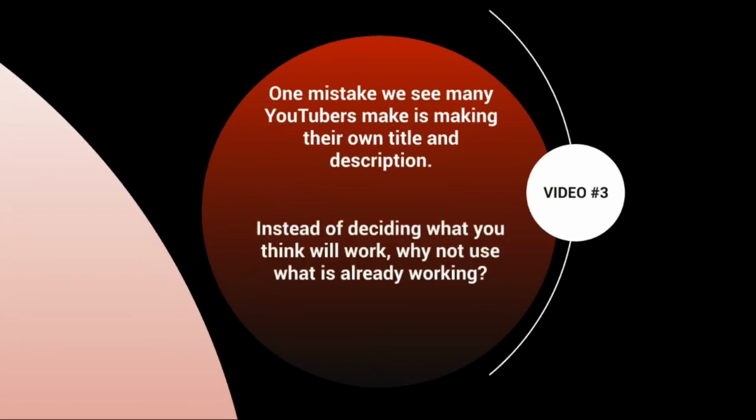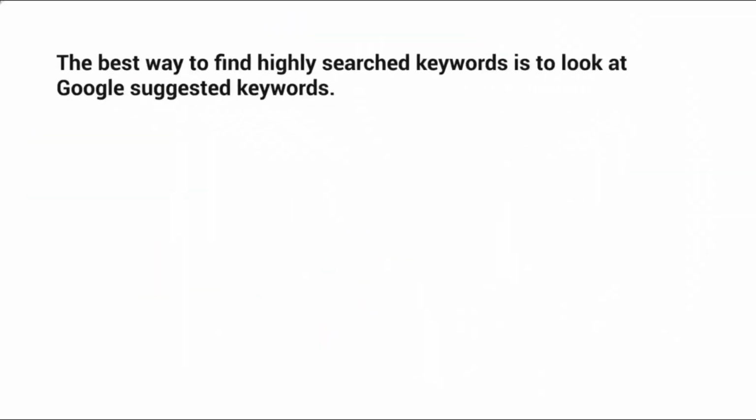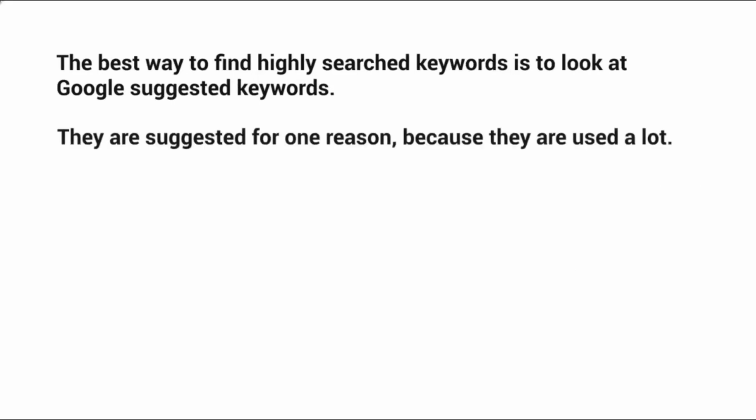But instead of deciding what you think will work, why not use what is already working and do some simple keyword research that's not going to take a lot of time, and this way you'll be able to have the right information that will help you rank on the right keywords. Now, the big question is, well, how do I find these keywords? So the best way to find highly searched keyword terms is to look at the Google suggested keywords. And they are suggested for one reason, because they are used a lot. So let me show you how to find them and what they look like.